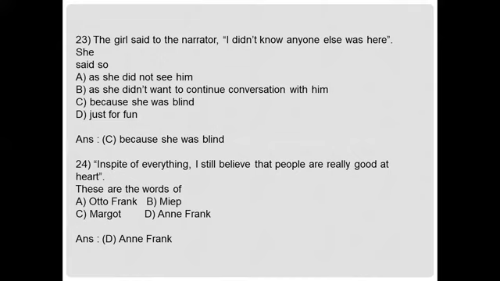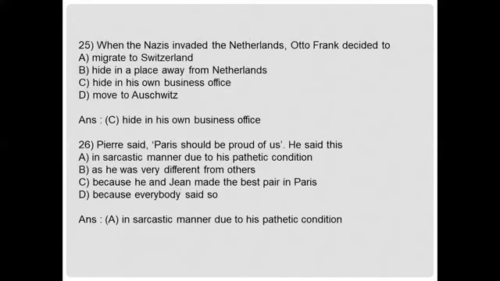Next. In spite of everything, I still believe that people are really good at heart. These are words of A. Otto Frank, B. Miep, C. Margot, or D. Anne Frank? And the answer is option D. Anne Frank.